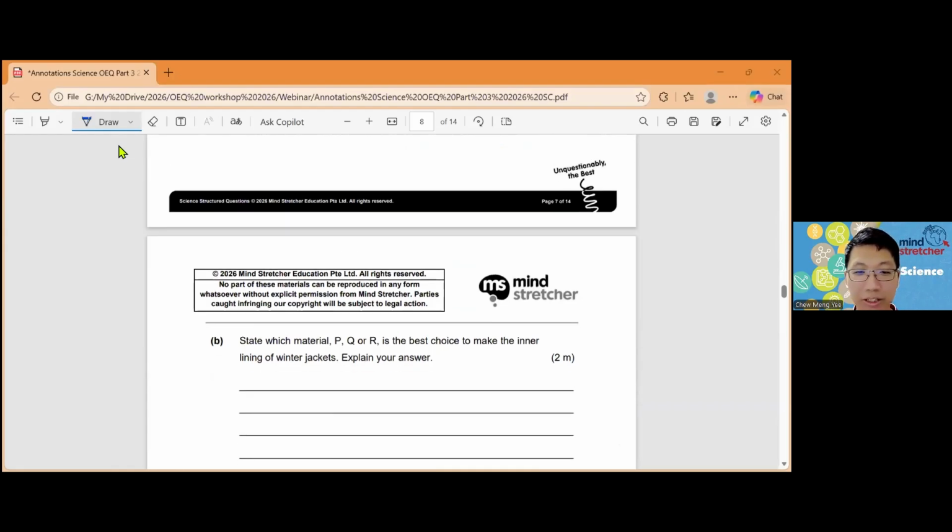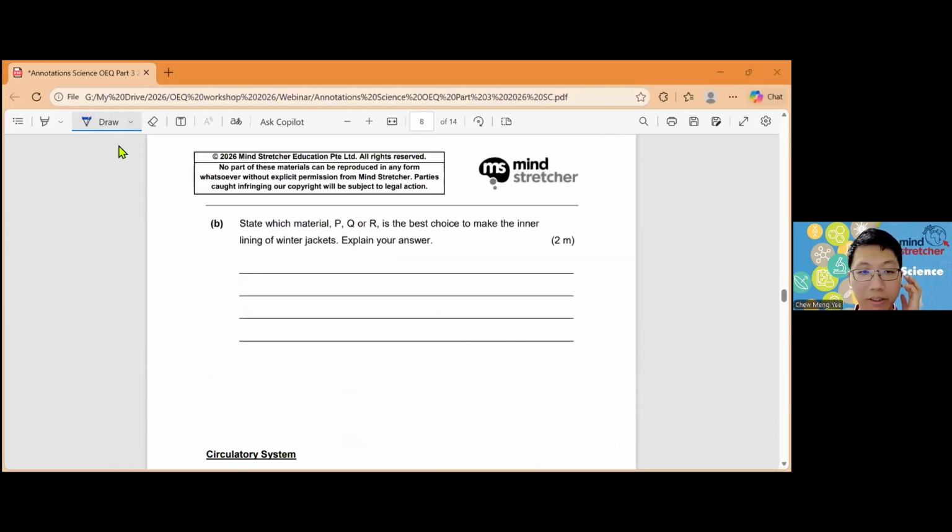State which, okay, this is the one with the important phrasing that all of you must take notes. How should you phrase such a question? This is also related to the topic of material, which I think most of you have learned in P3, diversity of materials. What makes this material most suitable to make something? Explain your answer. For such questions where they say state, explain, this is when you can use CER, or you use AIR in MindStretcher, or use whichever you are comfortable with.